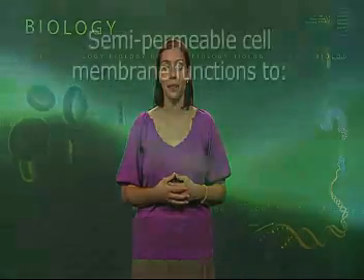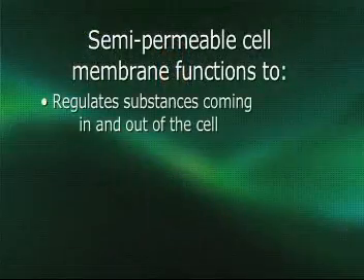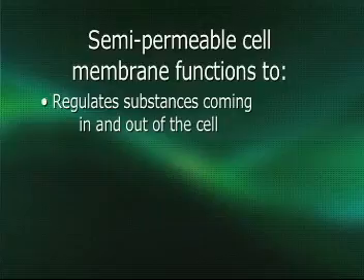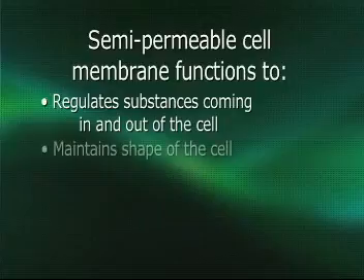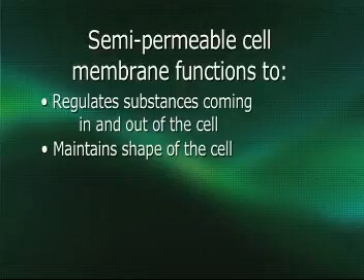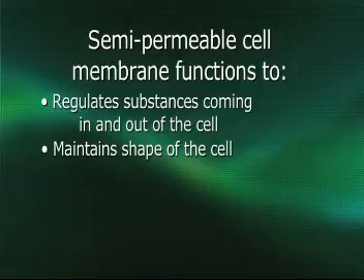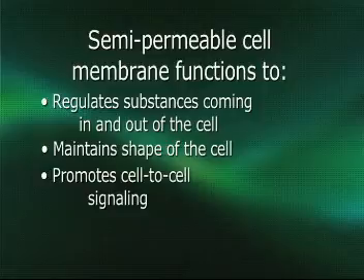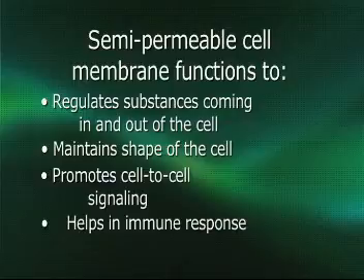As we have discussed, the rate of movement by which substances enter or leave the cell is determined by the permeability of the cell membrane. In addition to regulating the substances that enter and exit the cell, the semi-permeable membrane functions to maintain the cell shape with the help of the cell skeleton, and promote cell-to-cell signaling, as well. It helps in immune response.